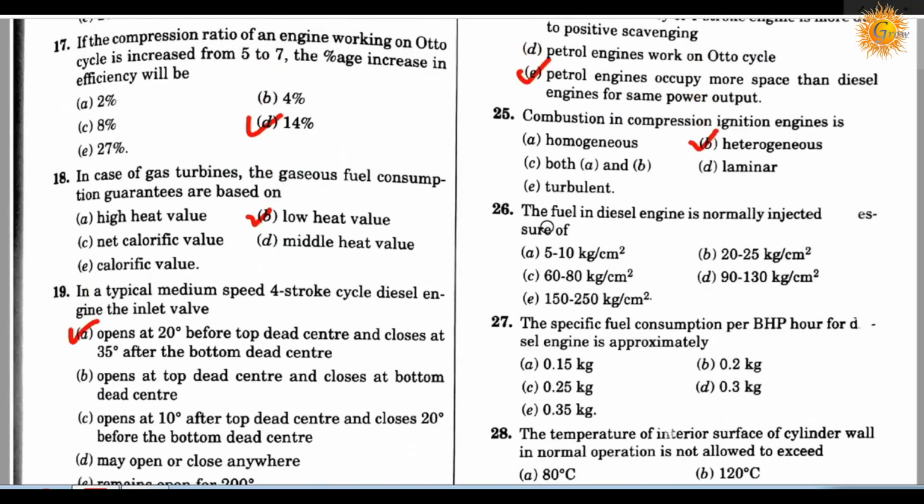Question number 26. The fuel in a diesel engine is normally injected at a pressure of: option A 5 to 10 kg per centimeter square, option B 20 to 25 kg per centimeter square, option C 60 to 80 kg per centimeter square, option D 90 to 130 kg per centimeter square, option E 150 to 250 kg per centimeter square. Correct answer is D.